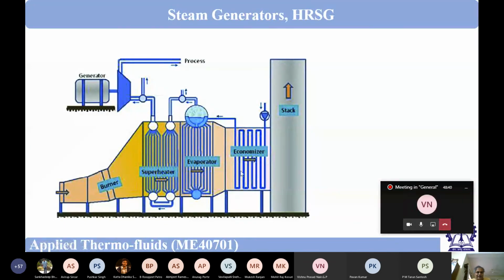Up to this point, this is a simple arrangement, and it is called single pressure, because the steam drum maintains a pressure, and everywhere there is almost the same pressure, with a negligible pressure drop. Everywhere the fluid has the same pressure. So it is a single pressure HRSG.